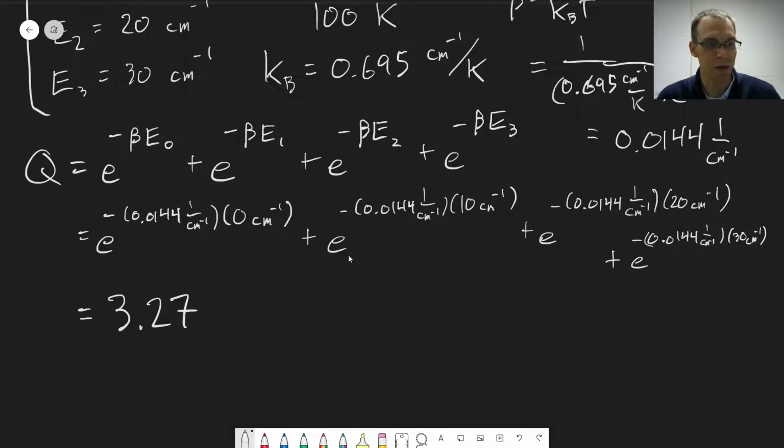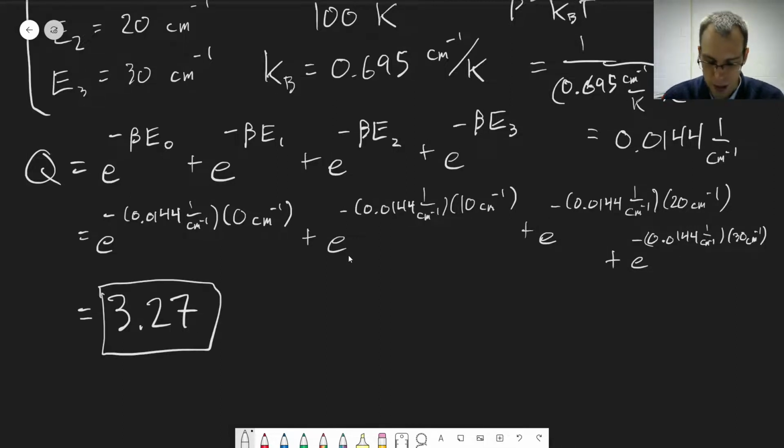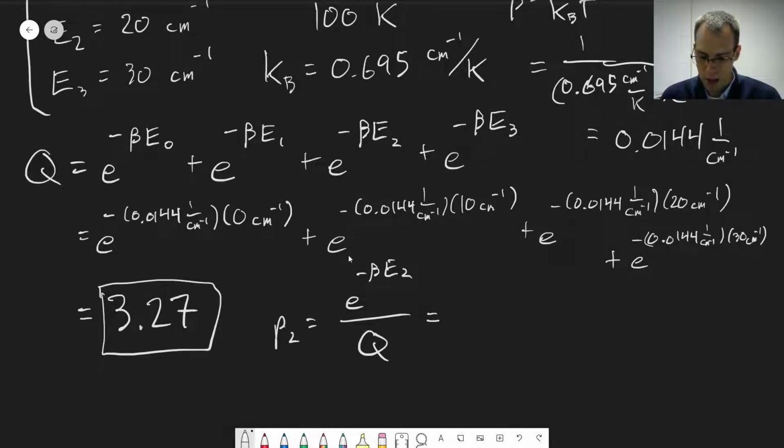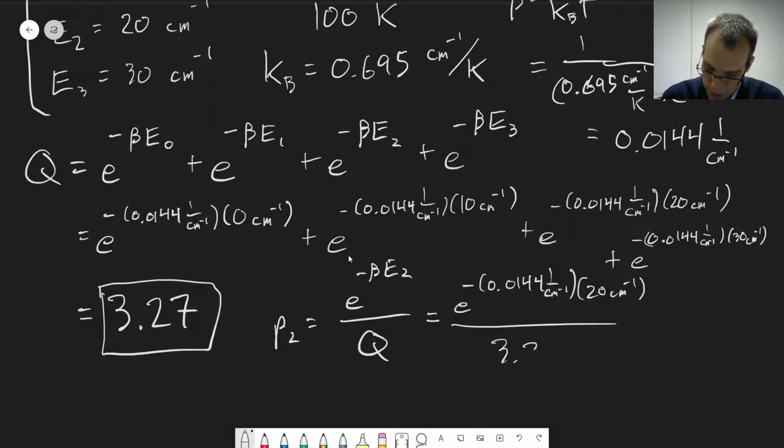What does this number tell you about the system? The other thing we wanted to do was calculate the probability, P2. That was our partition function at 100 Kelvin for this system. What's the probability that we have our system in state 2? So P2 is equal to e to the minus beta times E2 divided by Q, divided by our partition function. Okay, so that's going to be equal to e to the minus, again, we have our same beta value, 0.0144, 1 over wave numbers, so the units cancel, times 20 wave numbers, which is the energy of state 2, divided by 3.27.